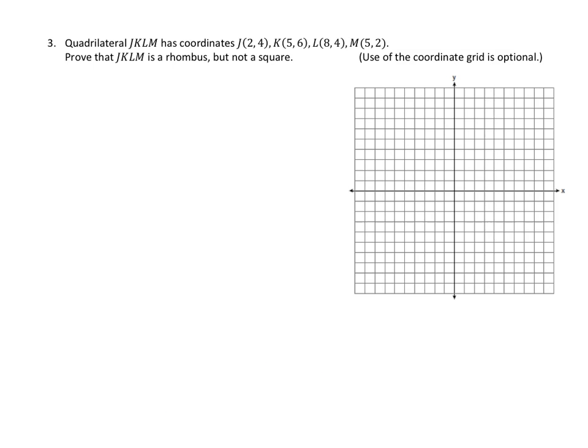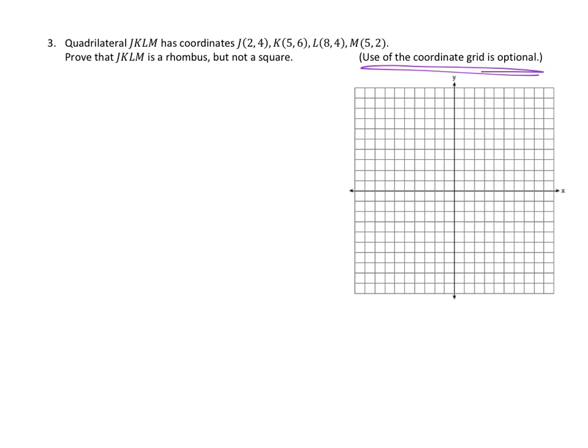So number 3 is something that you could see on a Common Core exam. This specific question was not on a Common Core exam, but something like it has been. It says that quadrilateral JKLM has those 4 coordinates, and we want to prove that it's a rhombus but not a square. It says the use of the coordinate grid is optional. It's up to you whether you graph it or not.